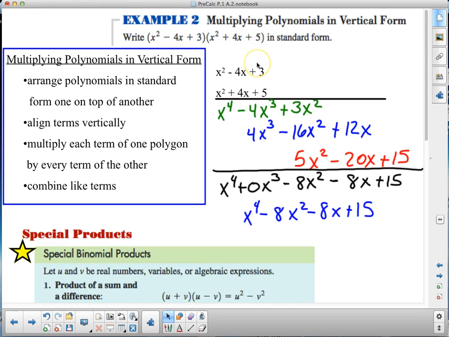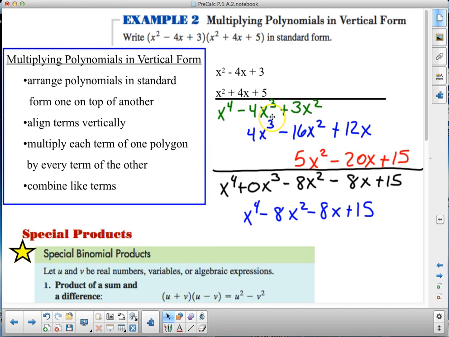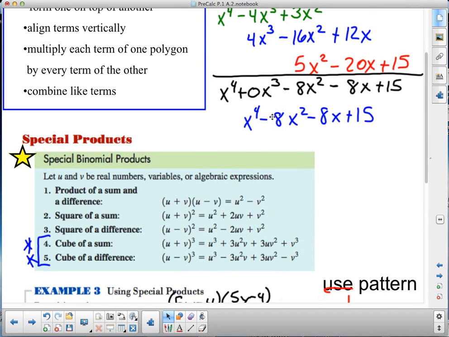Now there's a couple other different ways you could probably multiply trinomials. There's a lattice structure you could use, but this is a pretty slick way just to keep track of everything and keep everything organized.